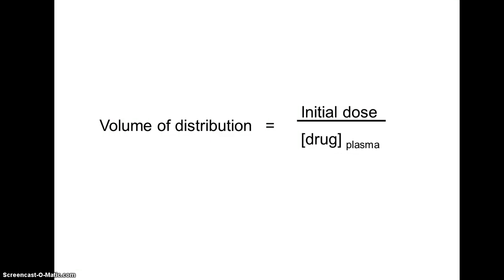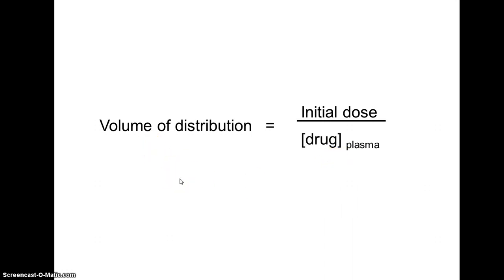Mathematically, we can express the volume of distribution as the ratio of the initial dose of the drug divided by the concentration of drug in the plasma, or the amount of drug in the body divided by the concentration of drug in the plasma. What I want you to see from this simple mathematical expression is that the concentration of drug in the plasma is inversely related to the volume of distribution. As the concentration of drug in the plasma increases, the volume of distribution decreases. And as the concentration of drug in the plasma decreases, the volume of distribution increases.